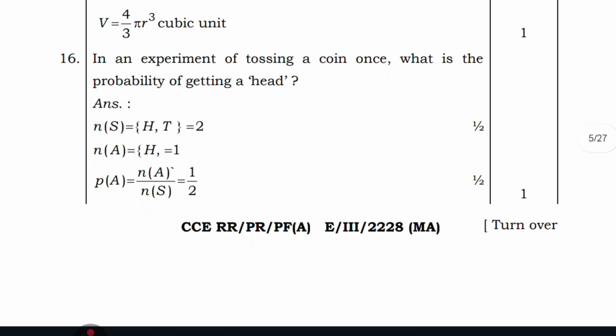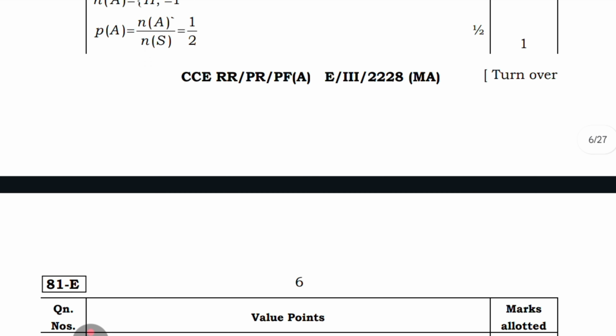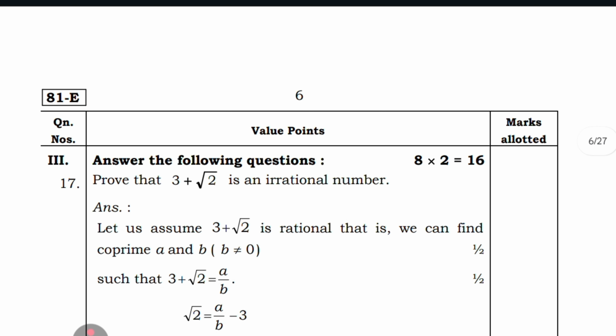Coming to the 16th, in an experiment of tossing a coin once, what is the probability of getting a head? Here is the answer, you can see. Coming to the third part, answer the following questions.